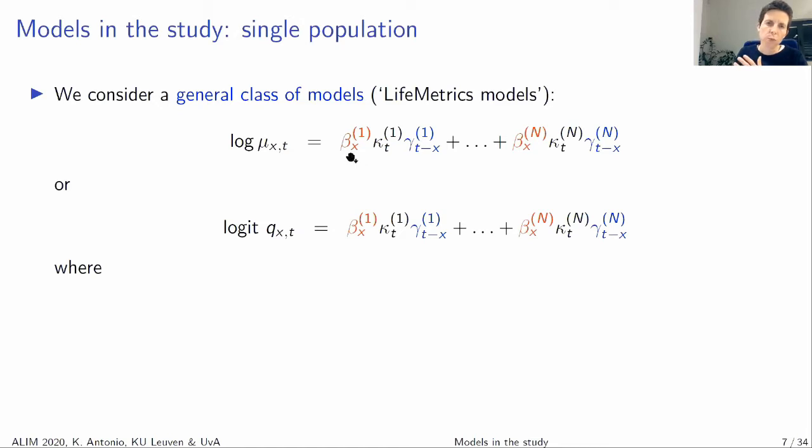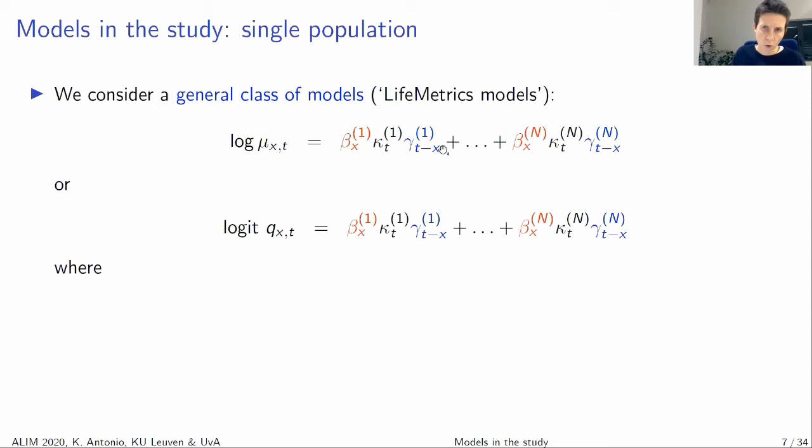You see the parameters being indicated in red, which are age dependent, denoted here with beta x1 up to beta xn. Then we have the parameters in black, which are all time dependent, and we include up to n of such parameters in our specification. Those are the kappa t1 up to the kappa tn.